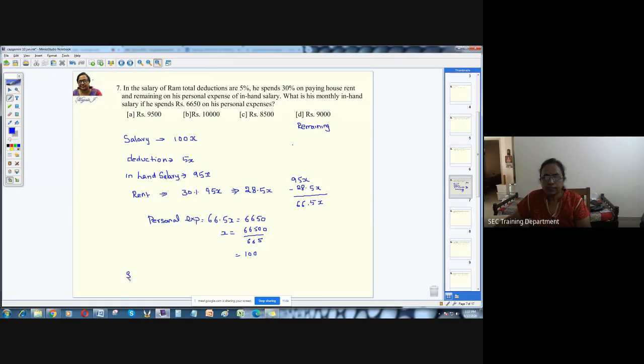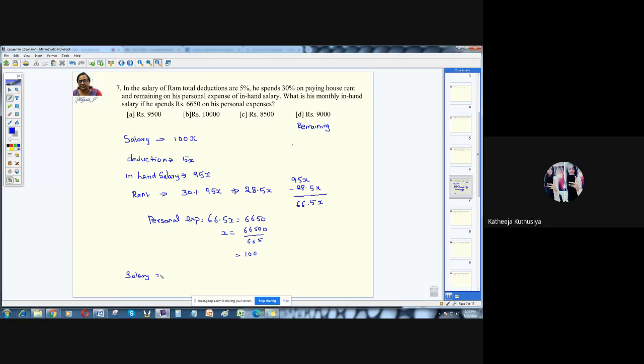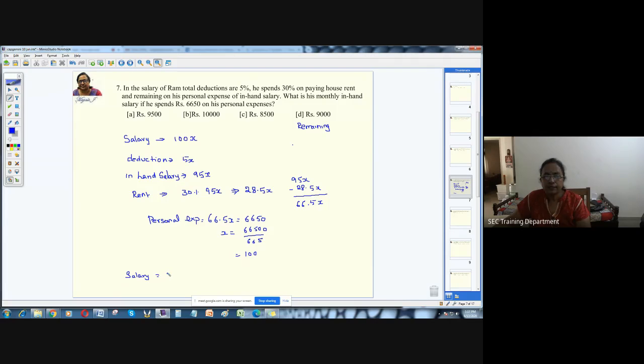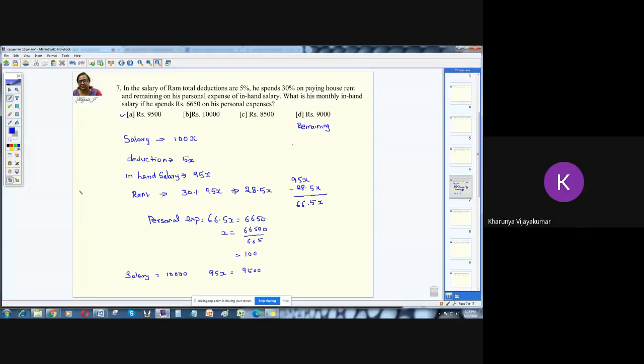So what is his salary? 10,000. The salary is 100x, which we have taken, so it's going to be 10,000. And what is the question asking? What is the monthly in-hand salary? In-hand is nothing but 95x, so it's 9,500. That's the answer. They are asking only for in-hand salary. Yes or no? Yes, ma'am. Any doubt in this, or shall I move on to the next one? Next one, ma'am.